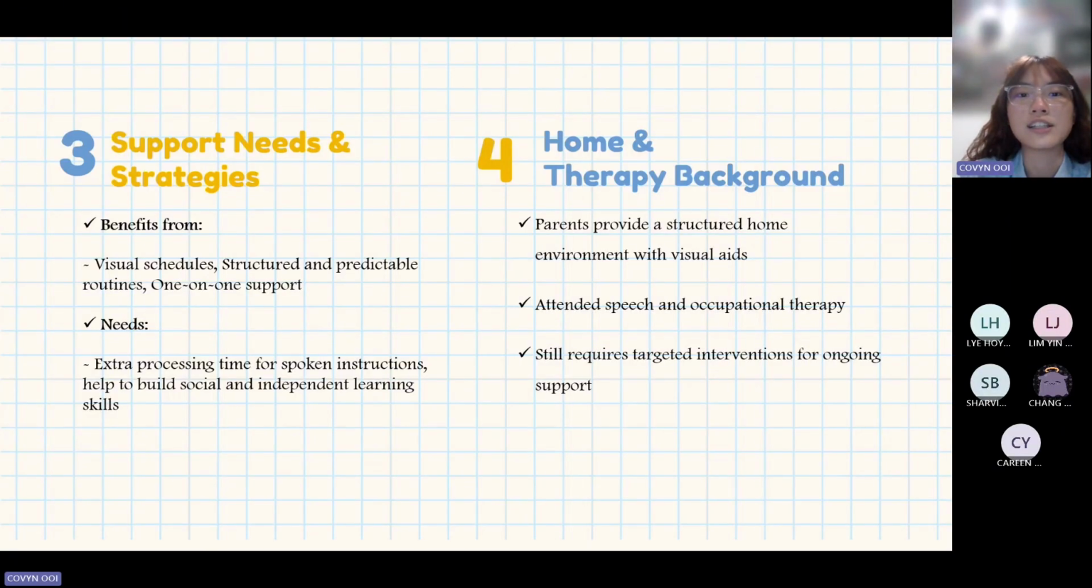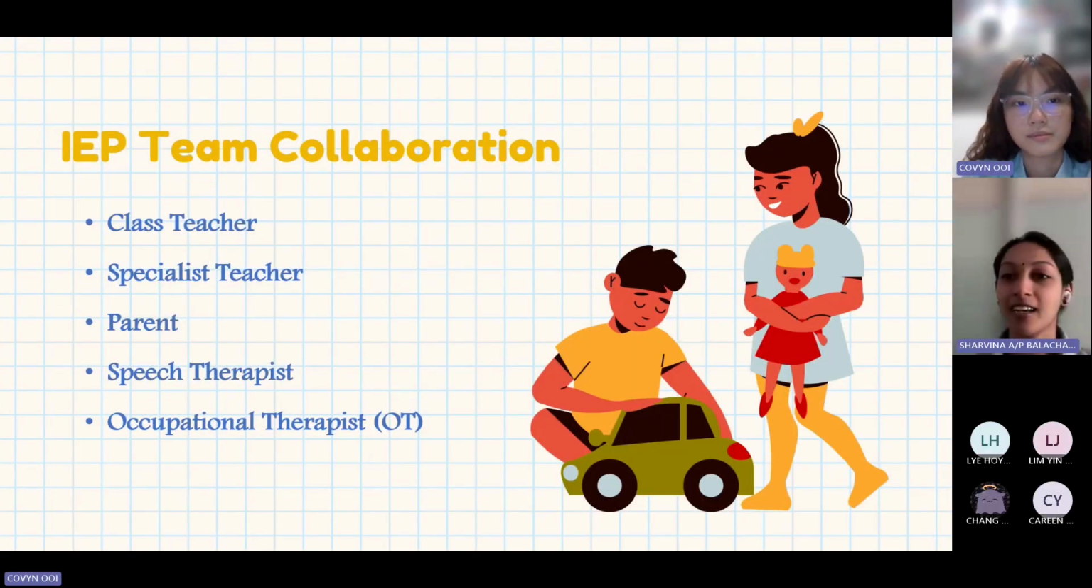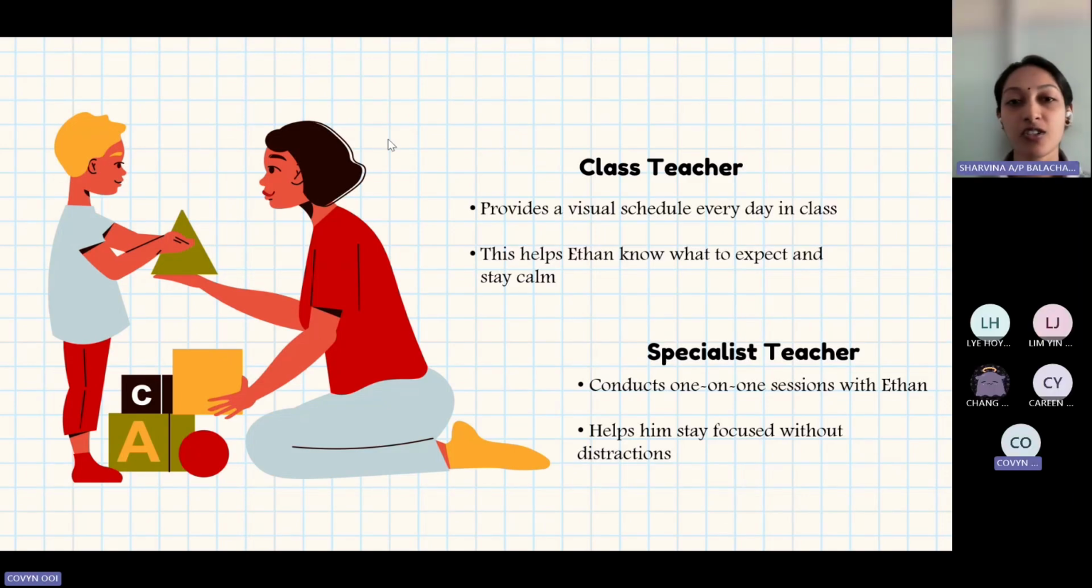Now I will pass it to Shavina to continue the IEP. Thank you, Kovin. Moving on with the IEP team collaboration. Our IEP team works together to support Ethan's learning in the best possible way. First, we have his class teacher. The class teacher uses a daily visual schedule to help Ethan understand what will happen throughout the day. For example, when he sees a picture of reading time, he feels more prepared and less anxious, which helps him stay calm and ready to join the activity.